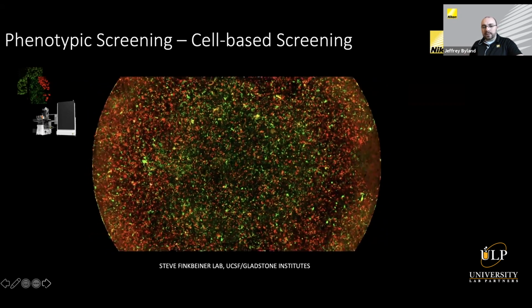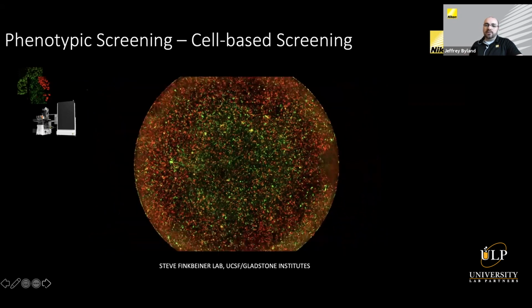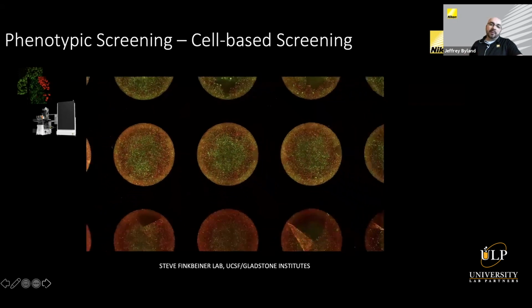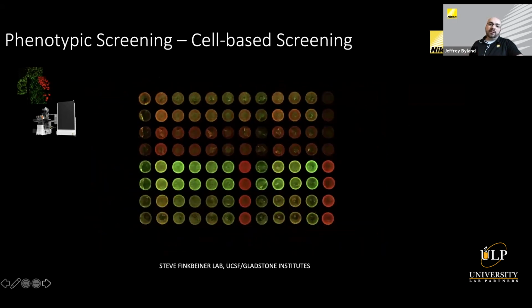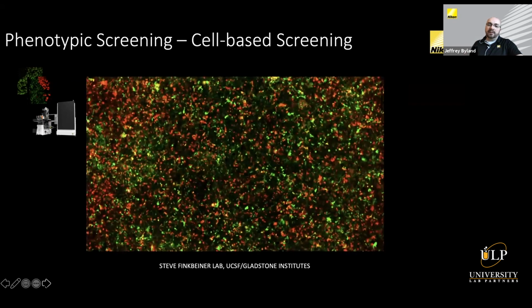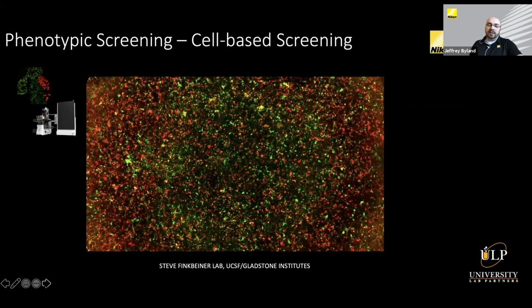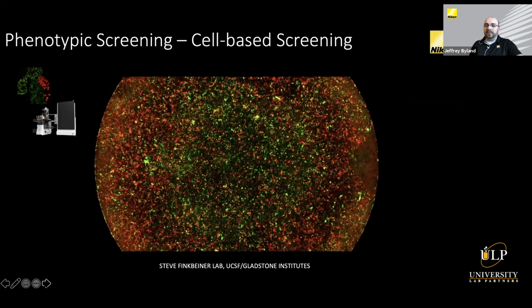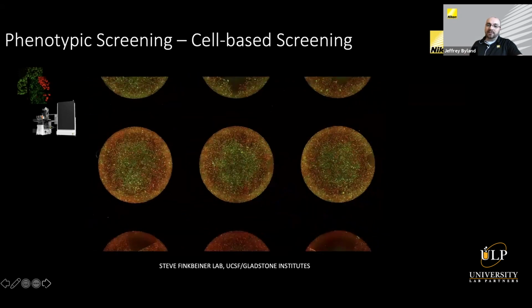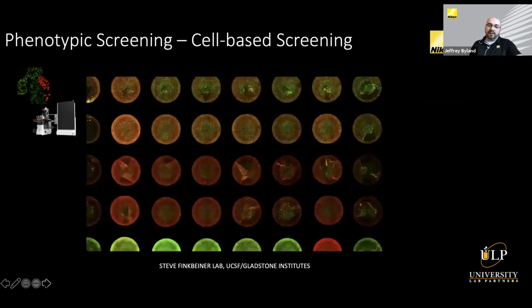Another way that imaging is a very powerful means to do this kind of screening, where each well represents a different condition, a drug that's being used, or a therapeutic candidate. And then we can quickly extract a lot of information about how those therapeutic candidates are affecting the cells on the inside of these wells.